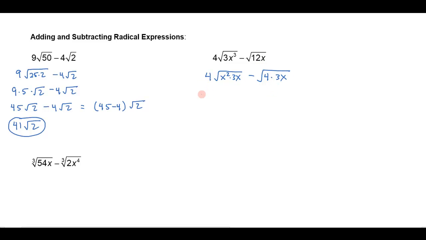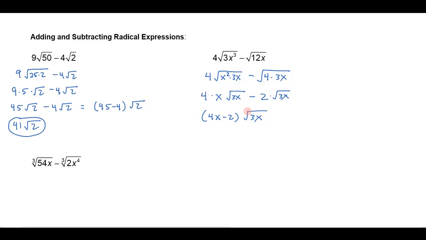Then I can take the square root of x squared, which is going to be x, times the square root of 3x, and then the square root of 4 over here is 2. And I'm again left with the square root of 3x. So now I've got 4x square roots of 3x, and I'm going to take away 2 of those square roots of 3x. So that's going to give me 4x minus 2 square roots of 3x.